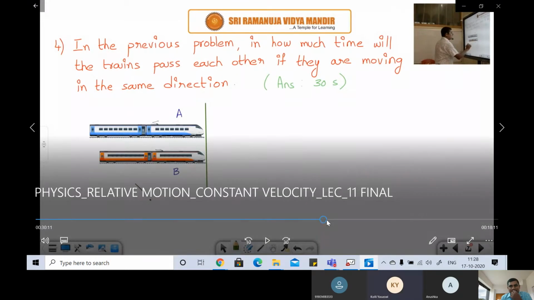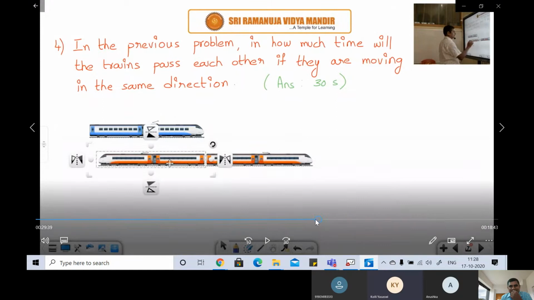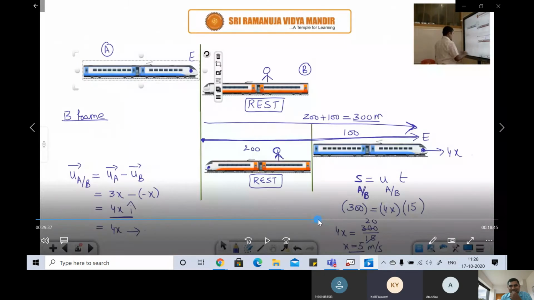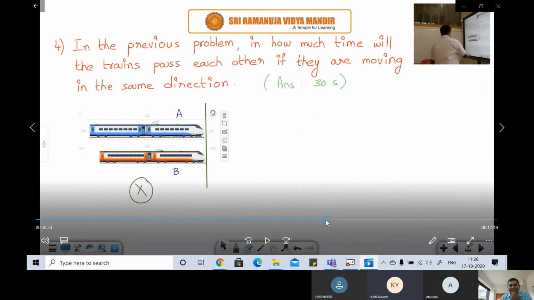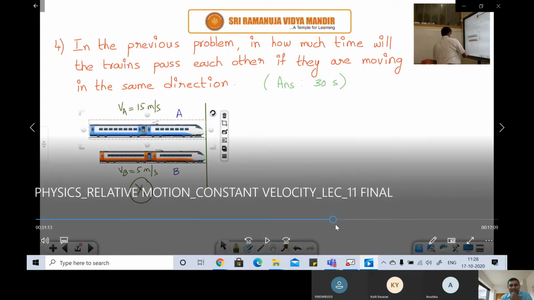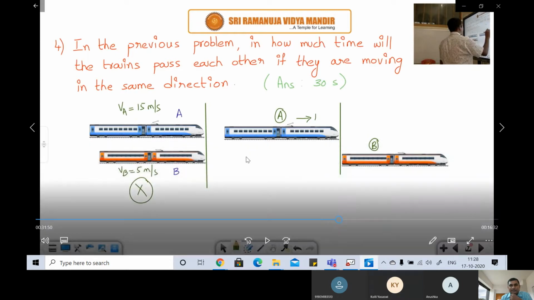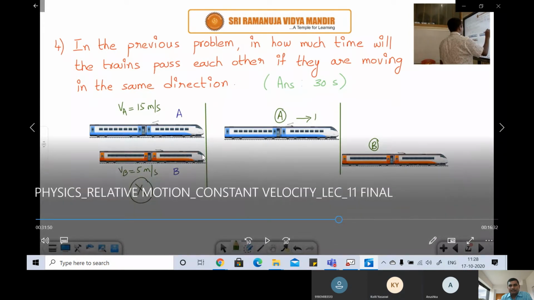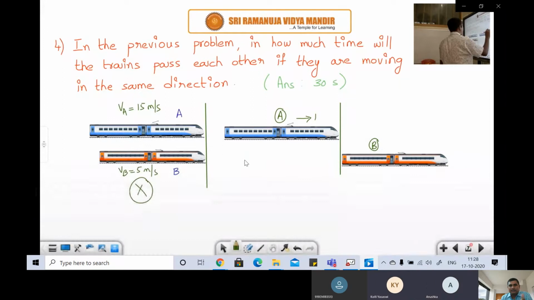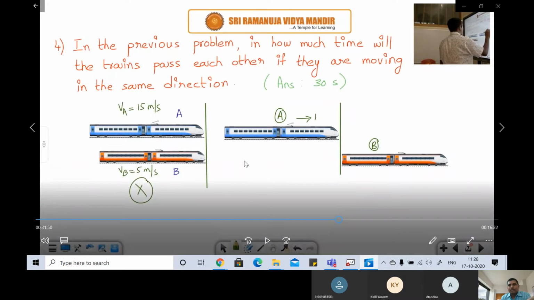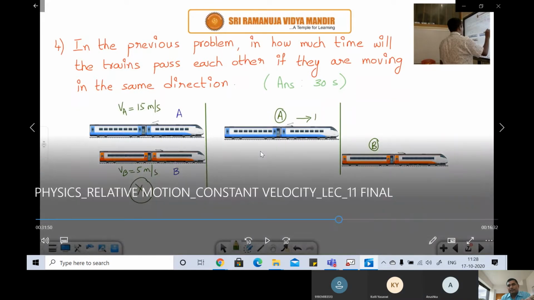Like the full train should cross the A train, that's what I'm telling. I'm looking for your answer, but I'm just telling the wrong thing. Please understand carefully: you should not take it like this. See here, I have drawn on the screen. When the trains are in the same direction, you should not take it like the first diagram I drew. Even when they are moving in the same direction, we should take it like this.